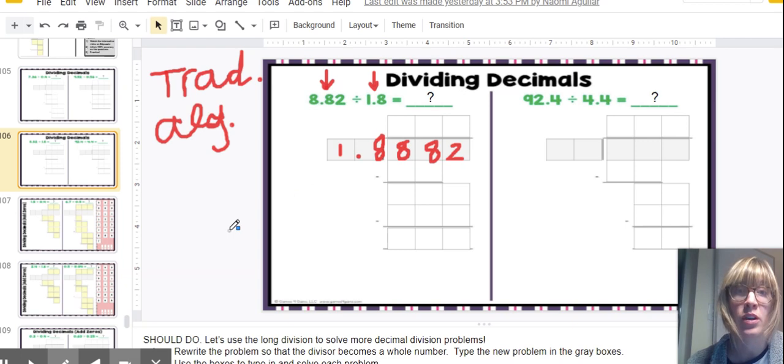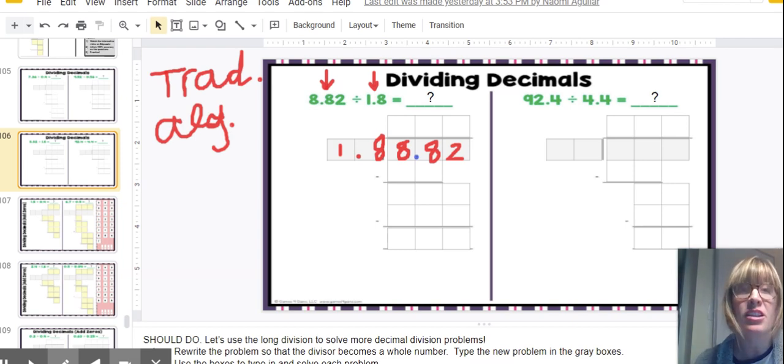So the most important thing that you are going to do here is recognize that dividing by a decimal is going to be pretty ugly, right? If you need to divide this number 8.82, or 8 and 82 hundredths, by 1.8, or 1 and 8 tenths, woof, I don't know my 1.8 facts. Right. So what you can do is use your understanding of place value and that base 10 system, and you can get your whoop on, right?